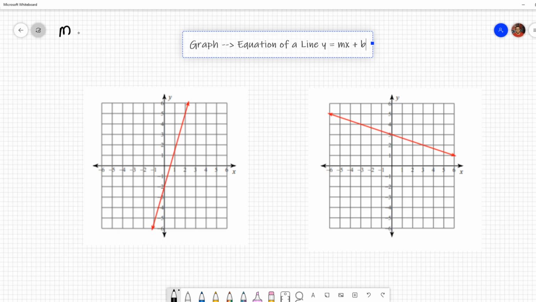M, as you know from last week, is representing the slope of a line, and the b, this is maybe new information, is representing the y-intercept of a line. The y-intercept is where the line crosses the y-axis. We have two examples shown on the screen here. The y-intercept for the graph on your left is -2 because that's where it crosses the y-axis. For the one on the right, it'll be 3.